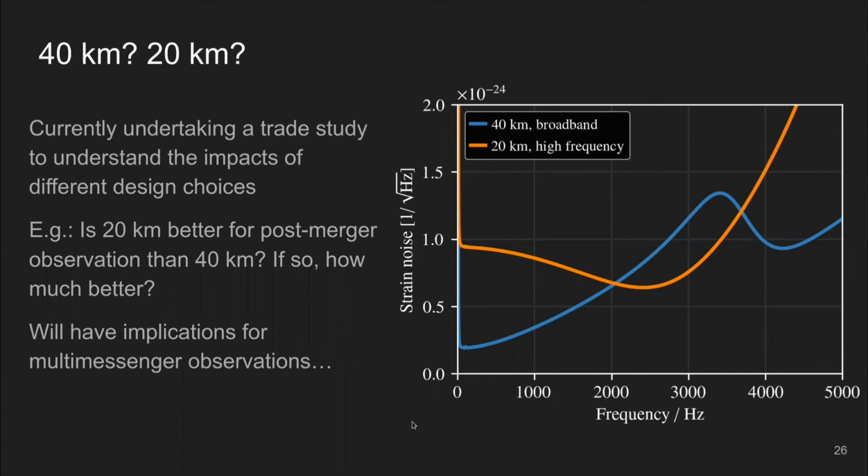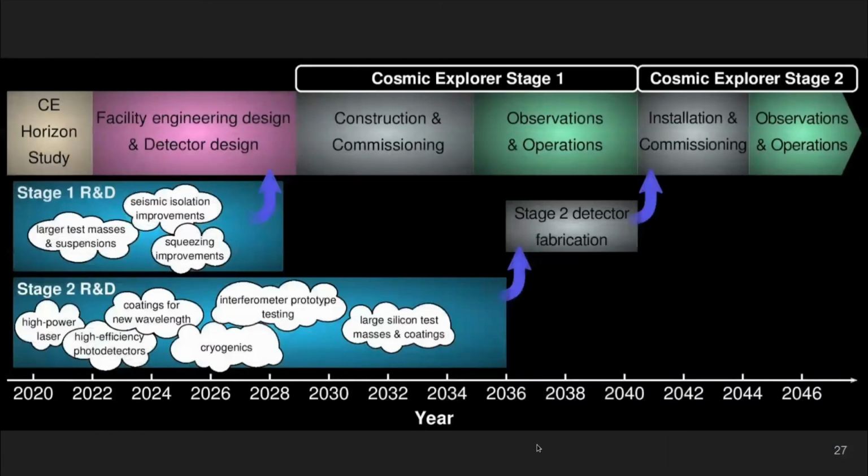So we're undertaking a design study right now to try to understand. It's broader than just this question, but this is one of the main questions that we're trying to figure out: is it advantageous to have 40 plus 20, only 40, or only 20? And this obviously has implications for multi-messenger observations, because post-merger signals are a great multi-messenger target. So it's something that we're trying to figure out.